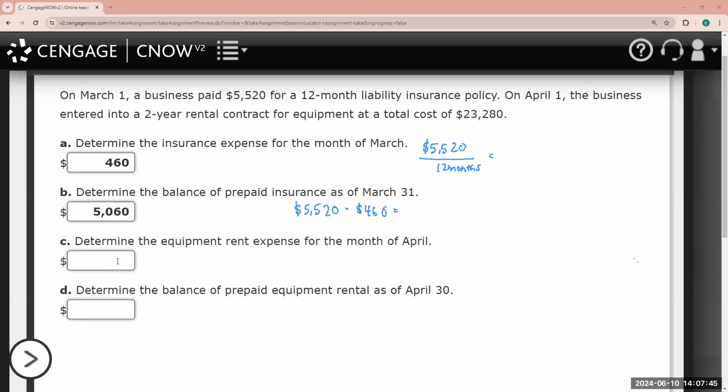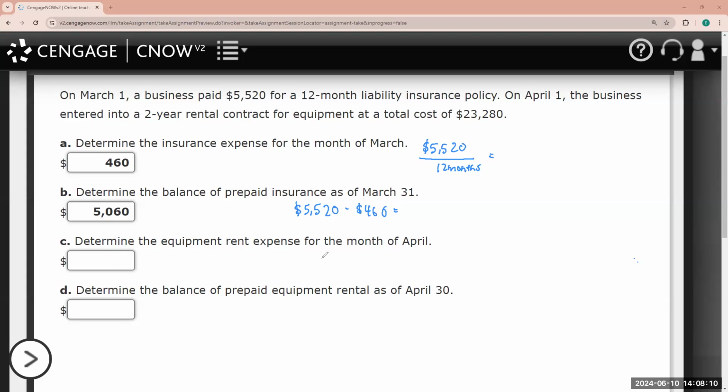So same logic applies for question C, but the key thing here is it says on April 1st, the business entered into a 2-year rental contract for equipment at a total cost of $23,280. So now the key thing in this problem is that instead of the policy being for 1 year, it is for 2 years, which is a total of 24 months.